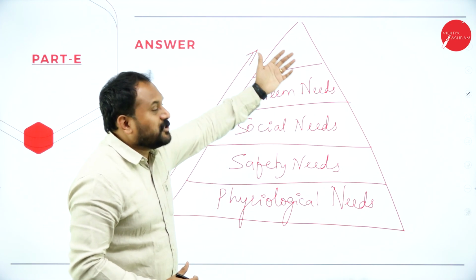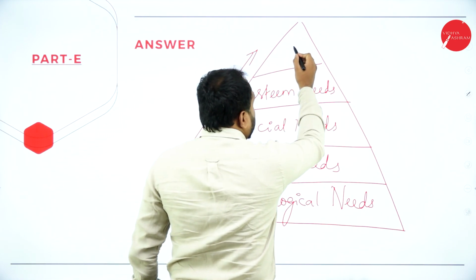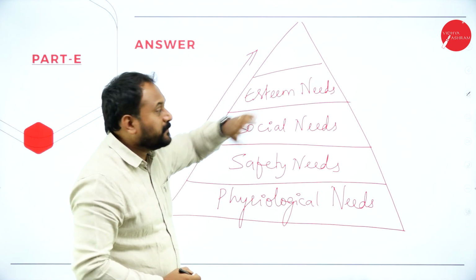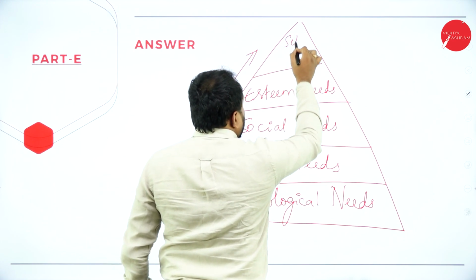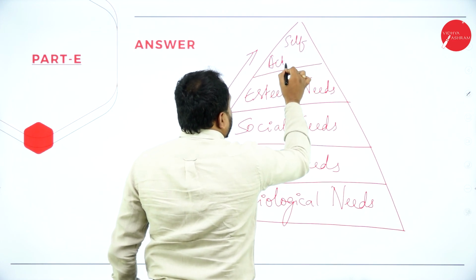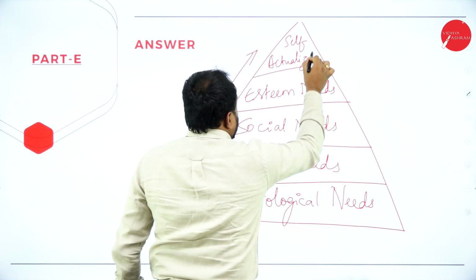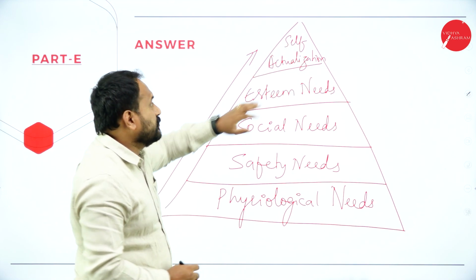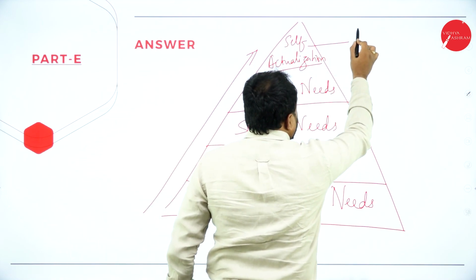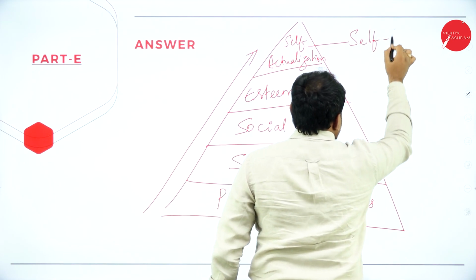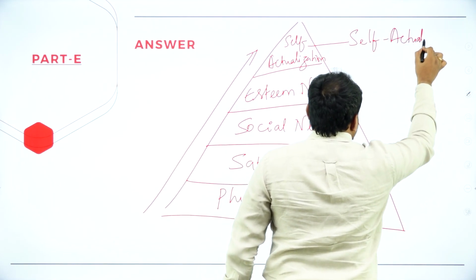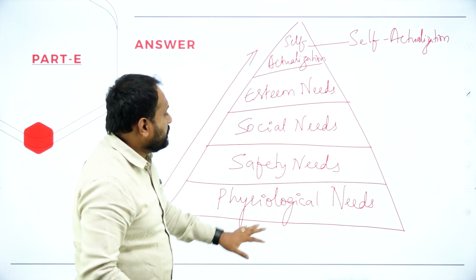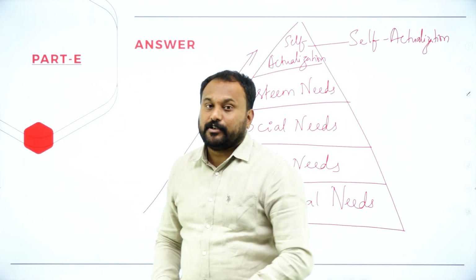So the last one is called here, self-actualization. When you don't have time or the space to write here, you can actually write it here. Suppose you don't have space here, what you should do is, you can just draw like this and write here self-actualization. It is also correct. So this is what Maslow's theory is all about.